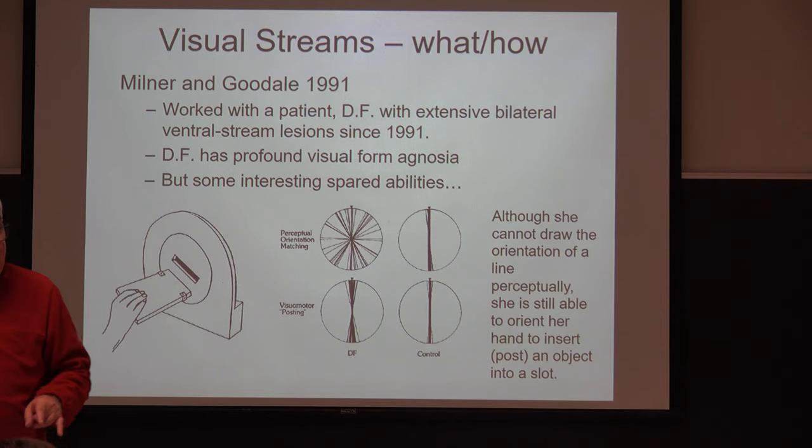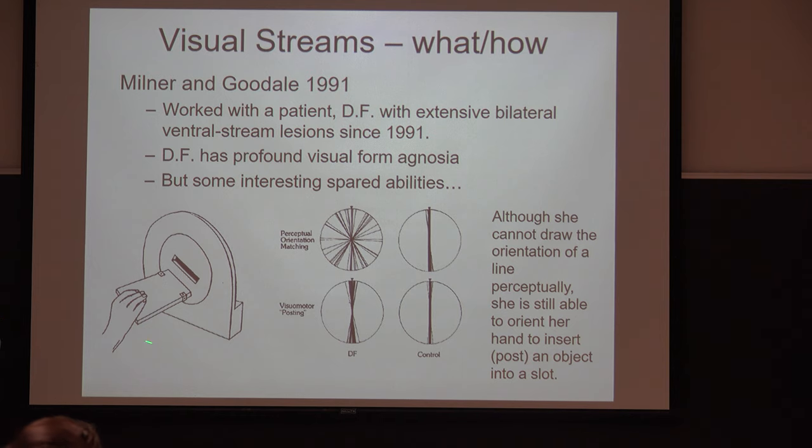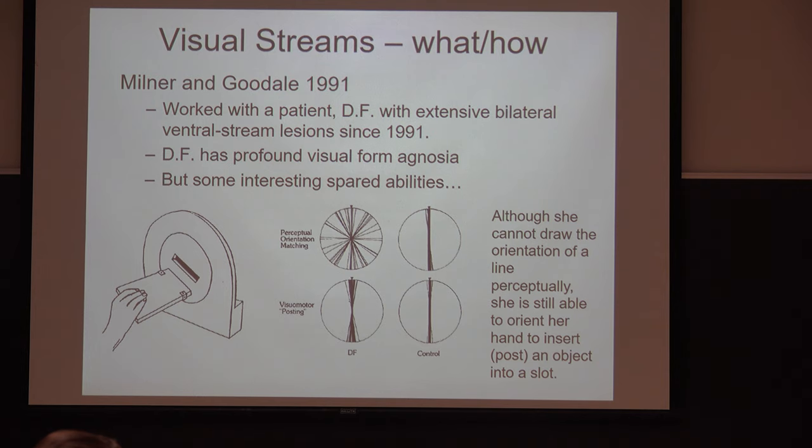Now, if you change the experiment a bit, and you give her an apparatus like this, a slot that you can turn to different orientations, and you give her a rectangular thing that just fits through the slot, and you say, put the rectangular thing through the slot, she does that almost perfectly. In order to do that, she's got to know the local orientation. So how is it that DF can do this just fine? This is DF's behavior, and this is the control condition. But if you ask her to draw it, she's clueless.